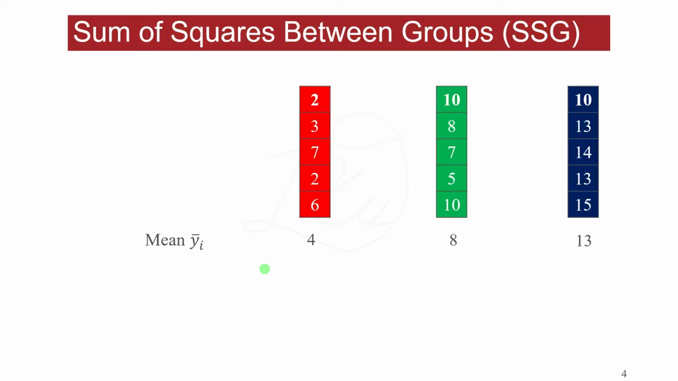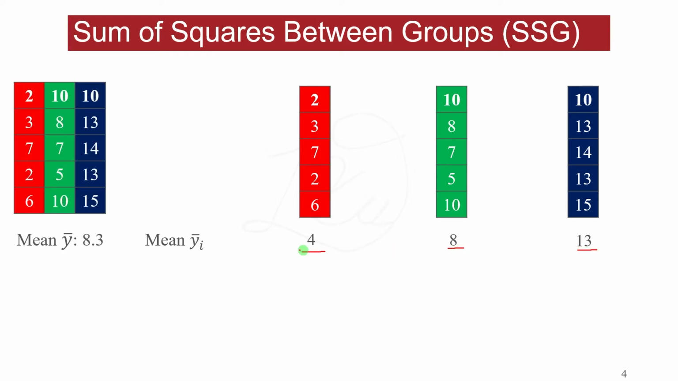To calculate the sum of squares between groups, firstly we calculate the mean for each group. So the mean for group 1 is 4, for group 2 is 8, and for group 3 is 13. Then we calculate the mean for all the 15 observations, and the result is 8.3.